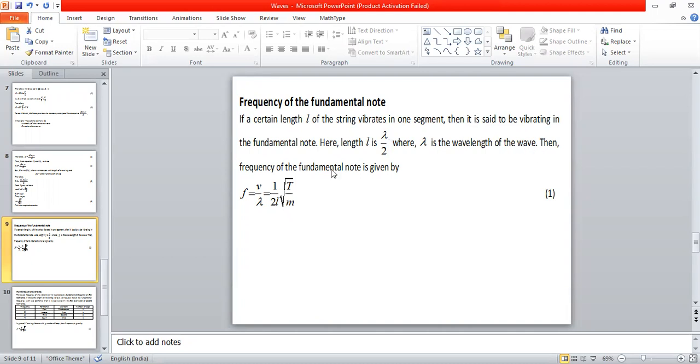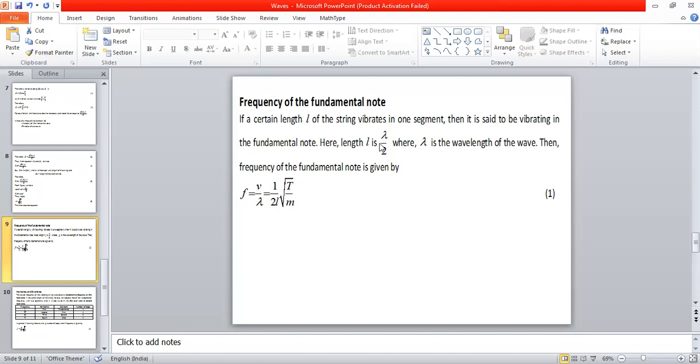Okay, then the frequency of the fundamental note is given by, please remember, V by lambda. Velocity is equal to frequency into wavelength, so frequency must be equal to velocity by lambda. Correct idea? Yes, sir. Okay, then the velocity expression is square root of T by m, that we have already derived. Correct? Yes, sir. Then length L is equal to lambda by 2.